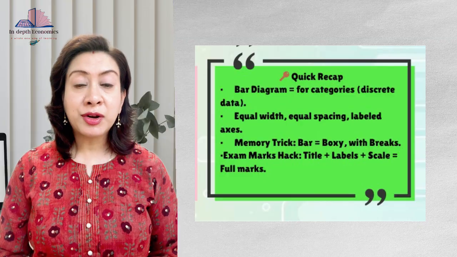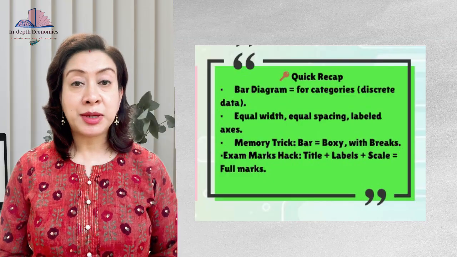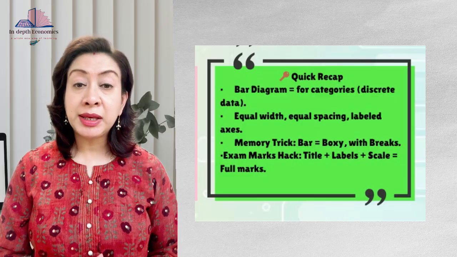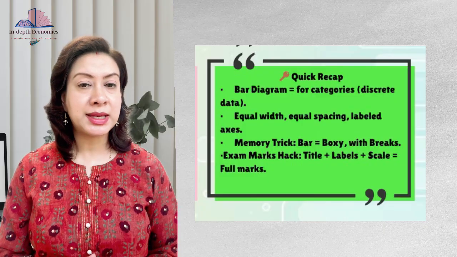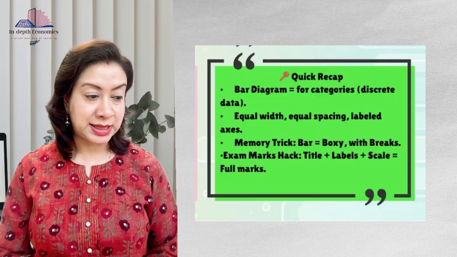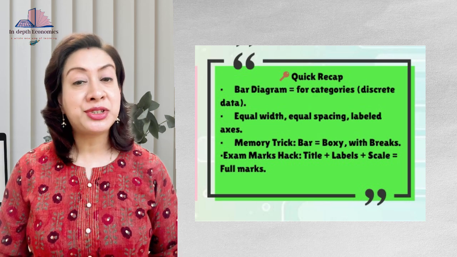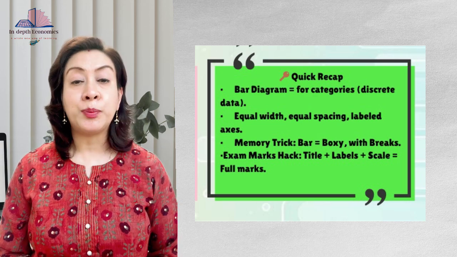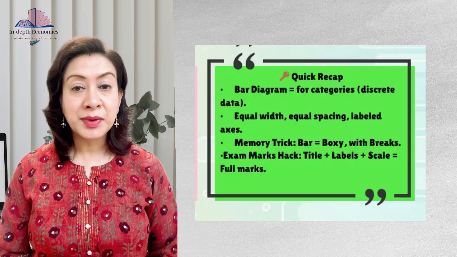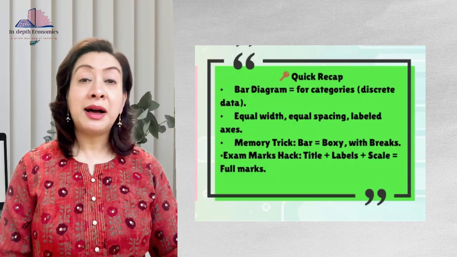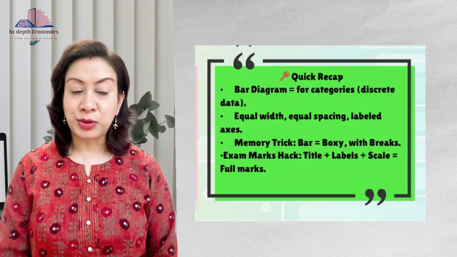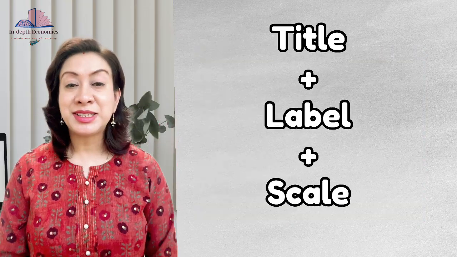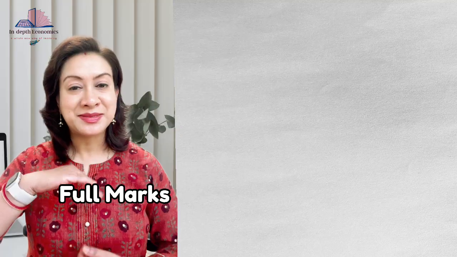Now let us do a quick recap for bar diagrams. Bar diagrams are for categories, that means for discrete data. While drawing bar diagrams, we are keeping equal width, equal spacing, and we are labeling the axis. Don't forget the memory trick that I've given you earlier: bar is equal to boxy and regular. I've also prepared an exam mark hack for you. Title plus label plus scale is equal to full marks.